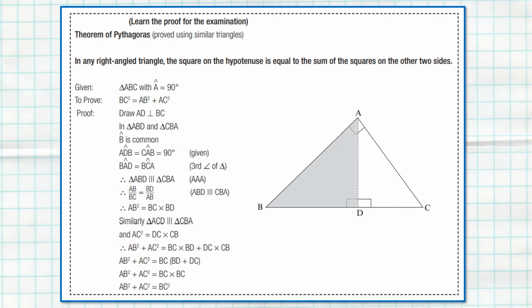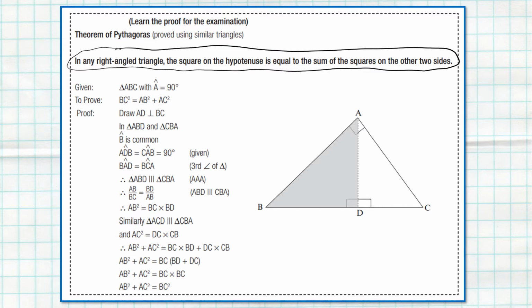The theorem statement says, in any right angle triangle, the square of the hypotenuse is equal to the sum of the squares of the other two sides. This is the theorem of Pythagoras. We have been singing it from grade 9: square of the hypotenuse equals the sum of the squares of the other two sides. So let us prove that it really is true.